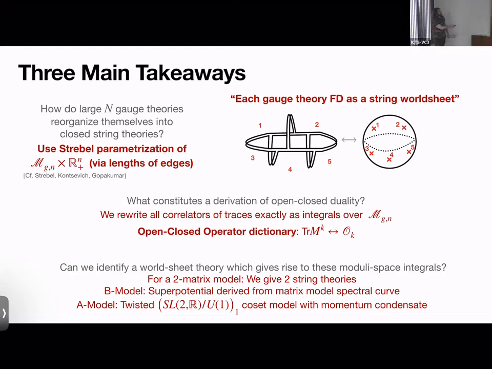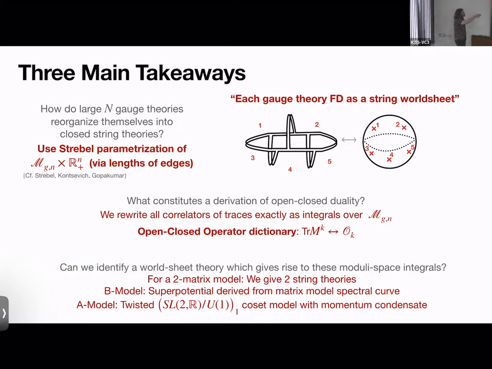And the thing that we're going to do that's going to replace this idea of a latticization of the worldsheet is what's called the Strebel parametrization. So this is the moduli space of Riemann surfaces of genus g with n marked points, and these are just n positive numbers.